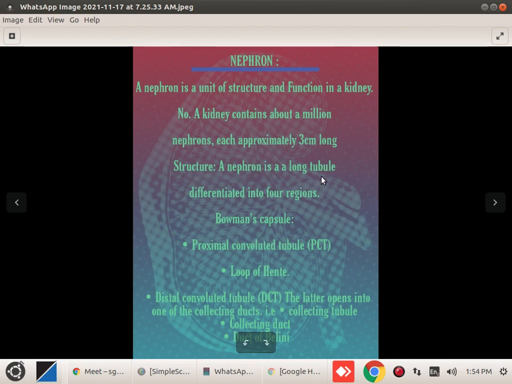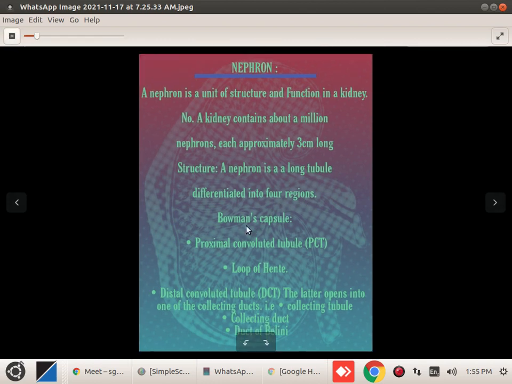Structure: the nephron is a long tubule differentiated into 4 regions. Just now I have discussed the Bowman's capsule. Next I'm going to deal with the proximal convoluted tubule, then the loop of Henle, then the distal convoluted tubule. PCT, DCT, remember the full forms: distal convoluted tubule. The latter opens into the collecting duct. How many parts? Collecting tubule, collecting duct, then duct of Bellini.